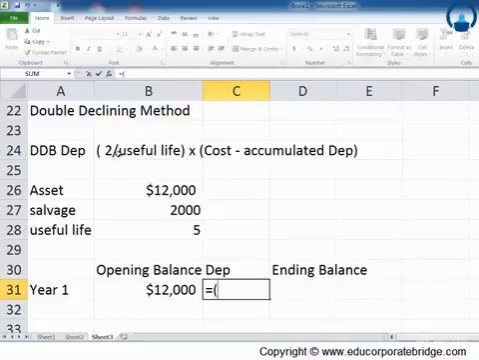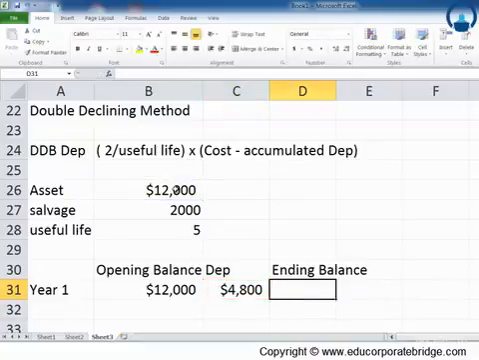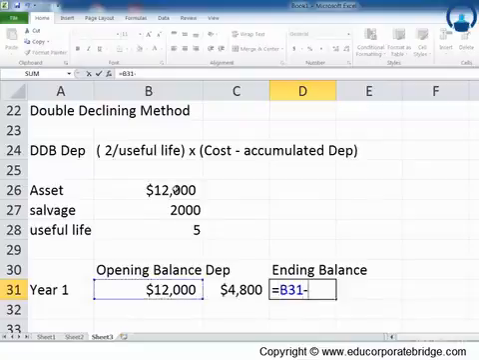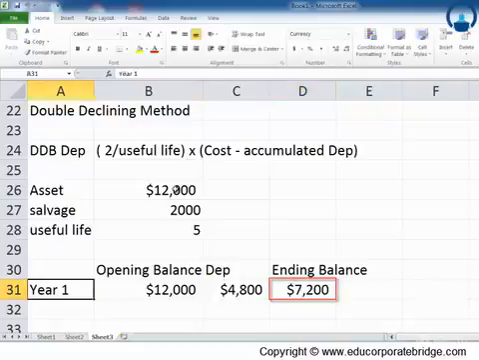So this would be 2 divided by 5, 5 being the useful life, multiplied by cost minus the accumulated depreciation. Cost is essentially 12,000 less 0, because there is no accumulated depreciation to date. So the depreciation comes out to be 4800, and we note here that the ending balance is 7200.